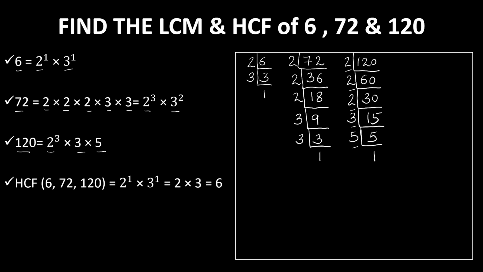Now the HCF of these three numbers 6, 72 and 120 would be, we will be writing down the prime factors first of all. So here we could observe that in all the three numbers, here we are not having 5 at all. While doing the prime factorization of 6, we are not having 5 at all. Right? Similarly, in 72 also we are not having 5 at all.